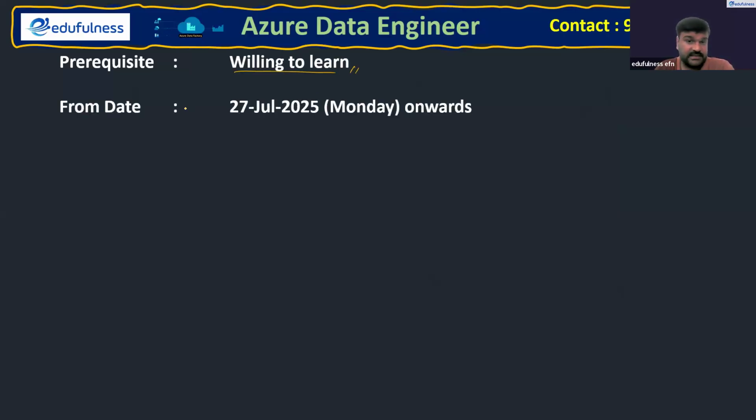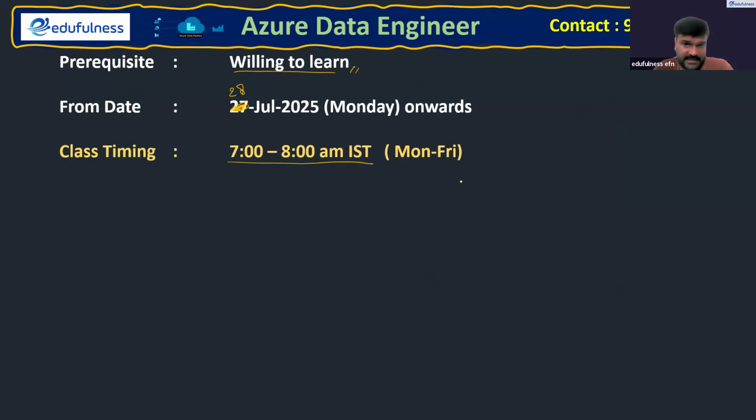And then from when the classes are going to start. So this is from tomorrow onwards, Monday, tomorrow onwards. Okay. And the timing is 7 to 8 a.m. Indian time. Monday to Friday classes will be there. So tomorrow onwards, 7 to 8 classes will be there actually.